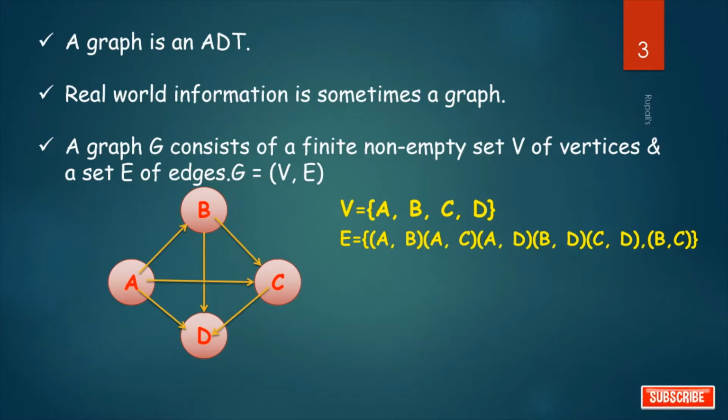So, a graph G consists of a finite non-empty set V of vertices and set E of edges. So, we can represent it in this way: G equals (V, E), where V is a set of vertices, that is A, B, C, D, and E is the set of edges, that is A to B, B to C, C to D, A to D, in this way.